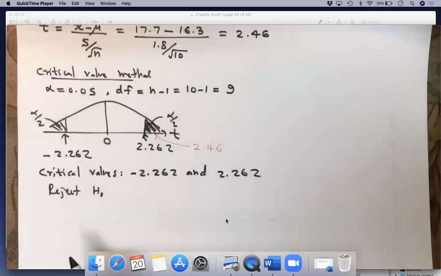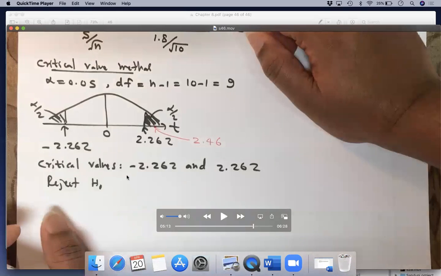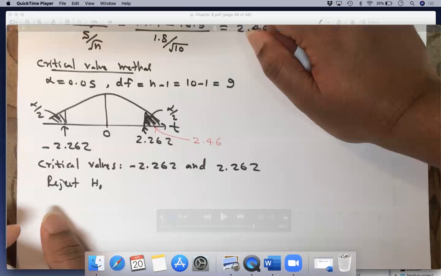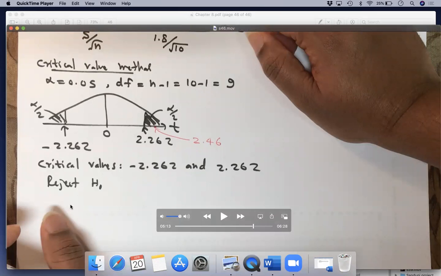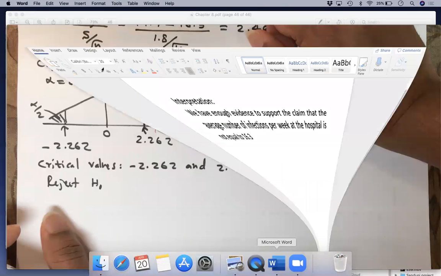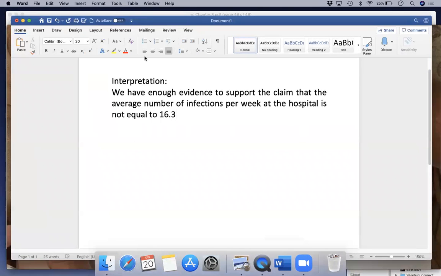So how can we convert this into a sentence? Okay, actually, my baby was crying when I recorded that part, so I will not play this one, and I will show you how to write our interpretation using this Word document. This is the interpretation. I will show you.